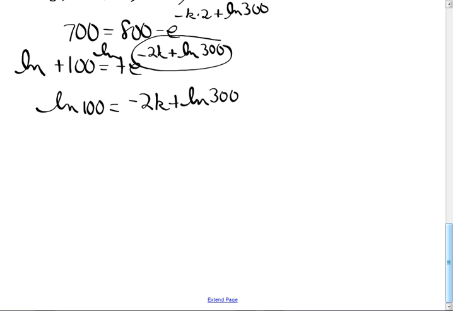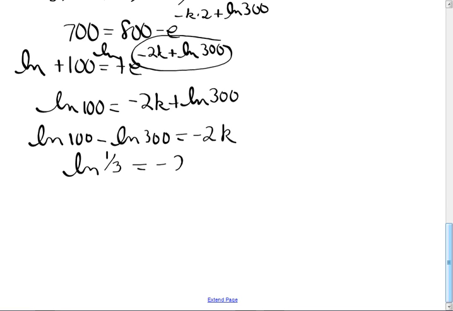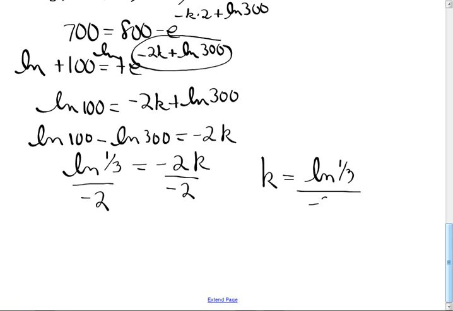Then I'm going to subtract that. So it's the log of 100 minus the log of 300. That's the log of 1/3. That's a negative number. Then divide by negative 2. So k is a positive number. This might be a calculator problem. I don't know. Your job is going to be to finish that up.